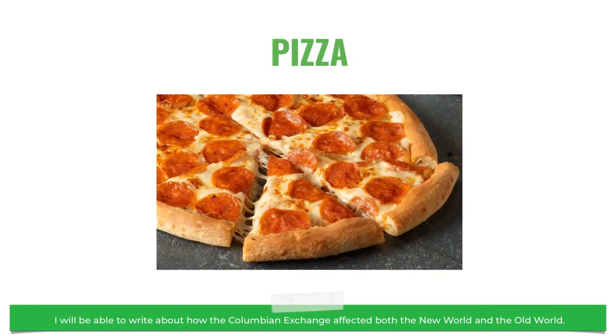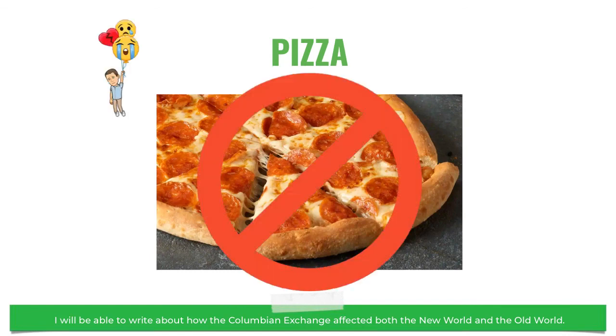What about pizza? This is our last one. What about pizza? Would you have been able to have this? No, you would not. You would not be able to have pizza. If you're living in the Old World, you would not have had tomatoes again. How are you supposed to have pizza without tomato sauce? You can't eat pizza without sauce. That's weird. And if you're in the Americas, again, you're missing wheat. You're missing dairy for the cheese. Okay, so either way, you would not have been able to have pizza. So the Columbian Exchange had a big effect.